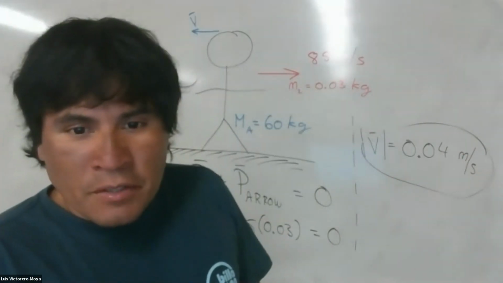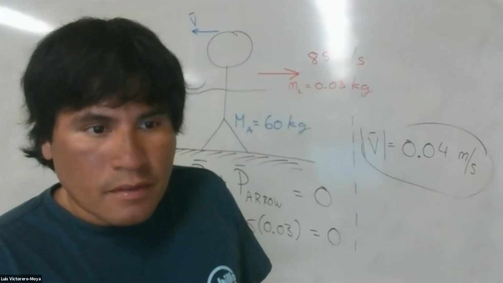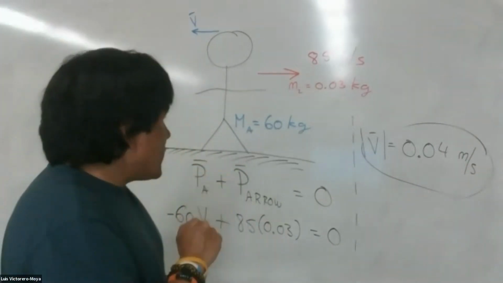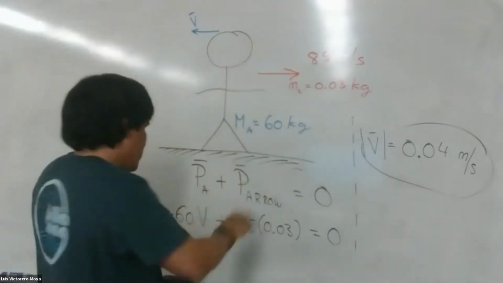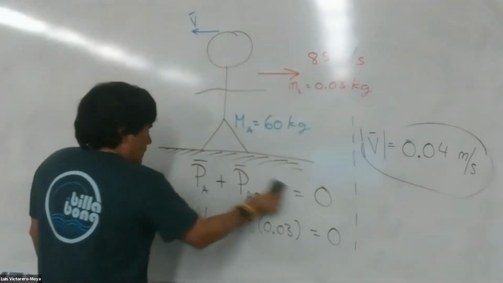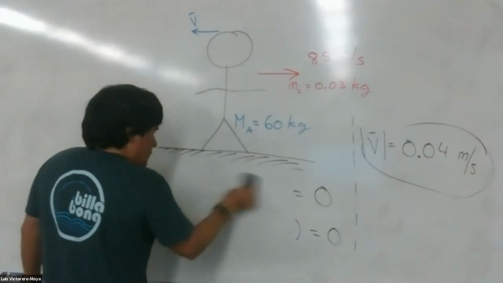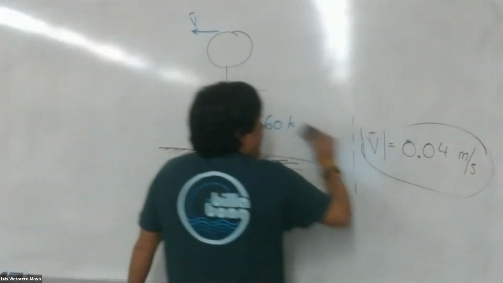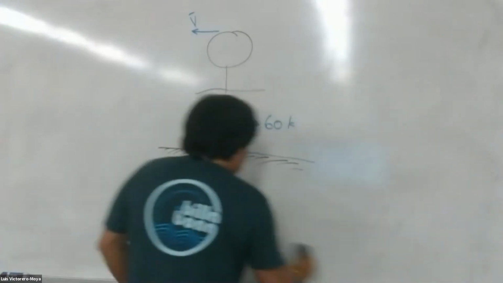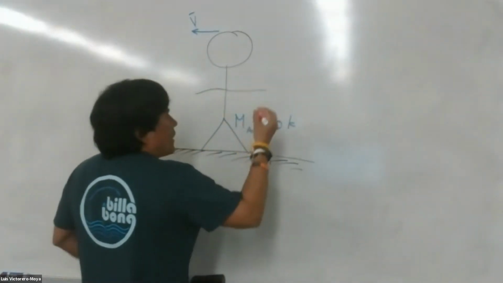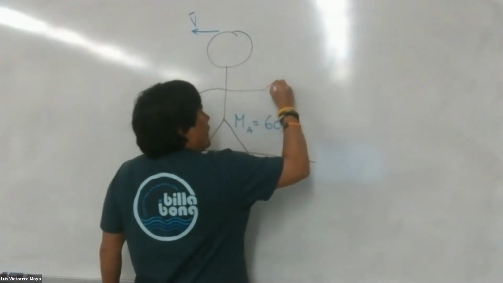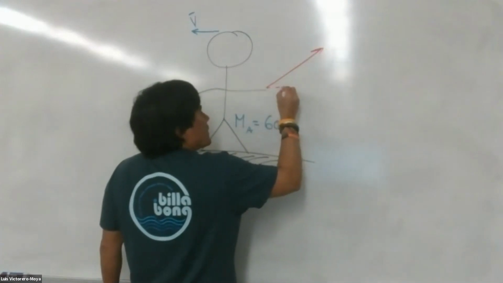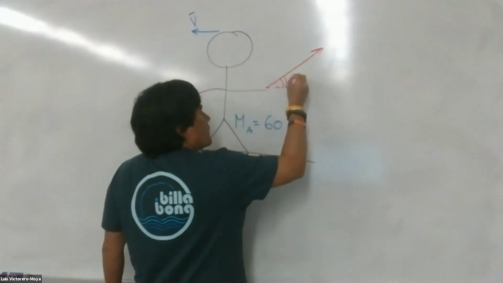So that's what they do in the slides. Now, what happens if you shoot the arrow at a certain angle? So now let's change this part, and let's say that the arrow is being fired with a certain angle theta.